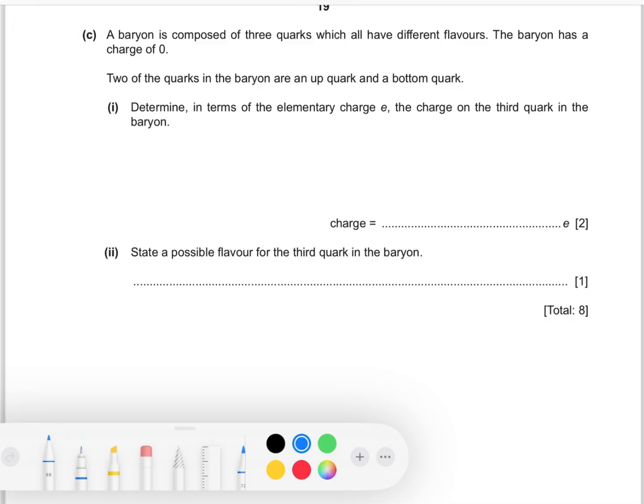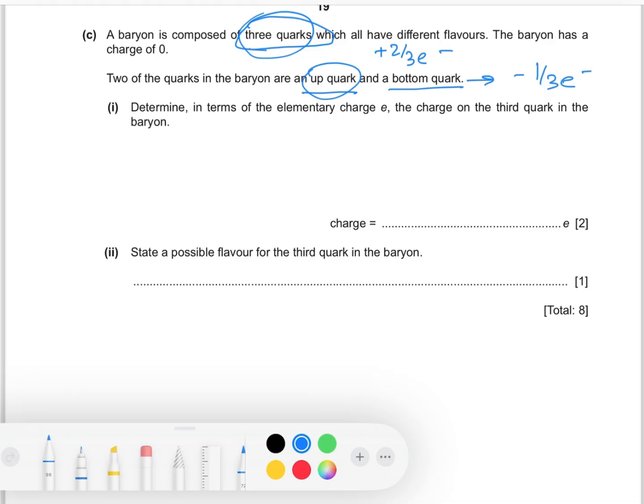C. A baryon is composed of 3 quarks, which all have different flavors. Quarks are fundamental particles, meaning they cannot be broken down into further particles. The baryon has a charge of 0, so these quarks have charges. 2 of the quarks in the baryon are an up and a bottom quark. An up quark has a charge of plus 2/3, whereas a bottom quark has a charge of negative 1/3. Determine in terms of the elementary charge the charge on the third quark in the baryon.